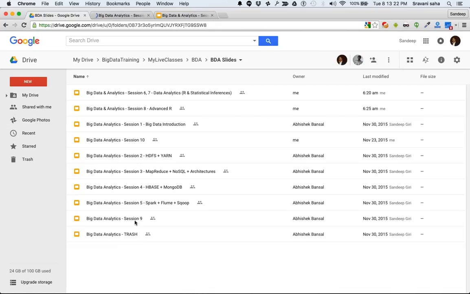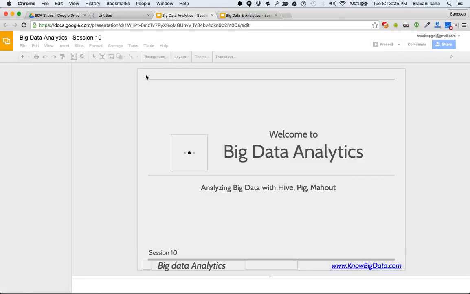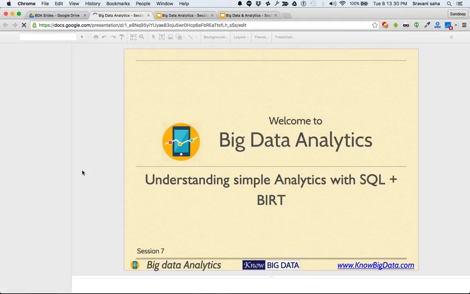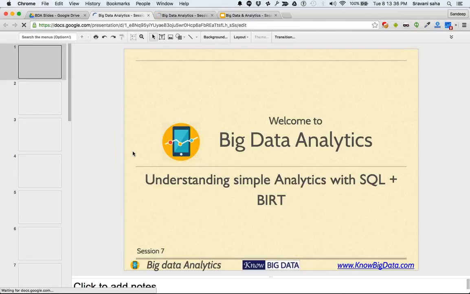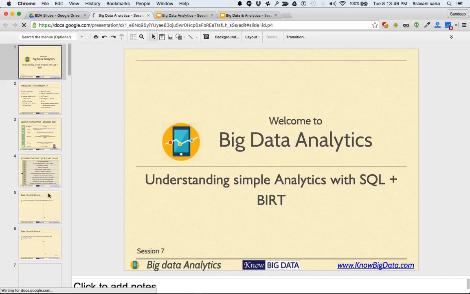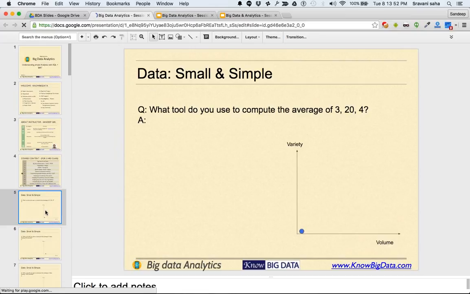Let me just go through a couple of slides to give you an idea. Although I have talked about this earlier also, to keep the whole landscape clear, I would like to repeat what we want to achieve. So for example, what tool will you use to compute the average of these three values, 3, 20, and 4?